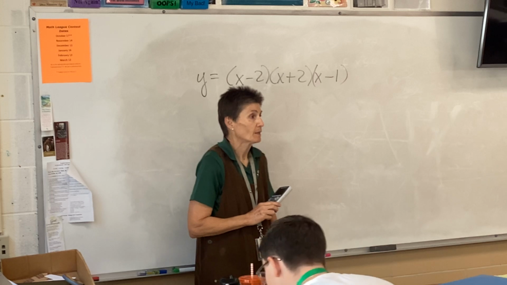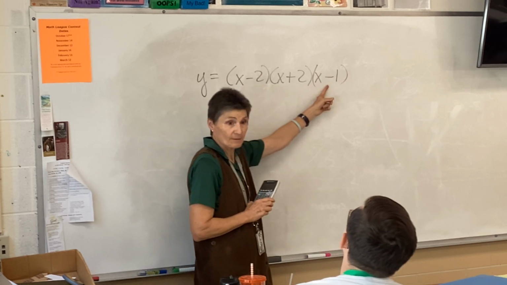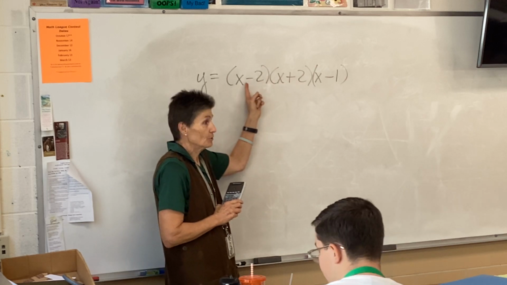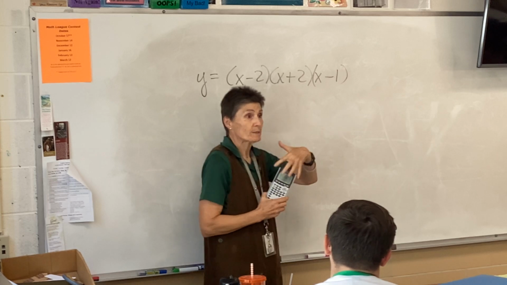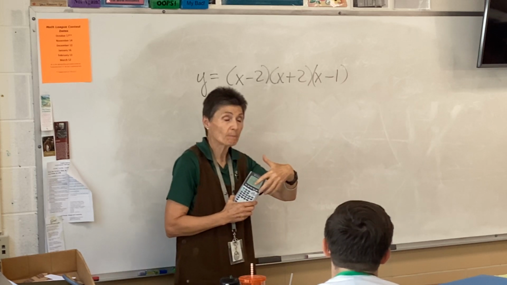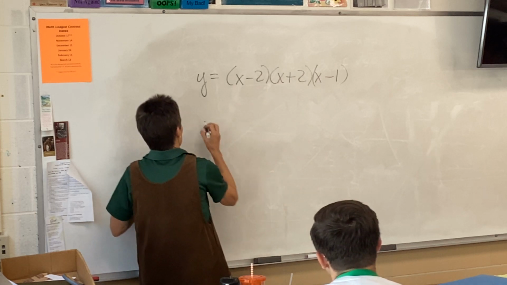Can you tell? At -2, +1, and 2, right? So 3 unique factors, 3 what we call zeros of the polynomial. Perfect. Okay, now we're going to sketch this one.